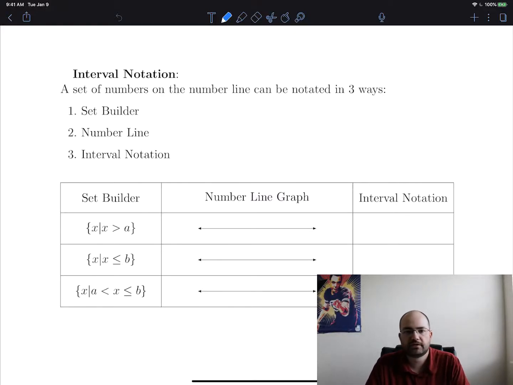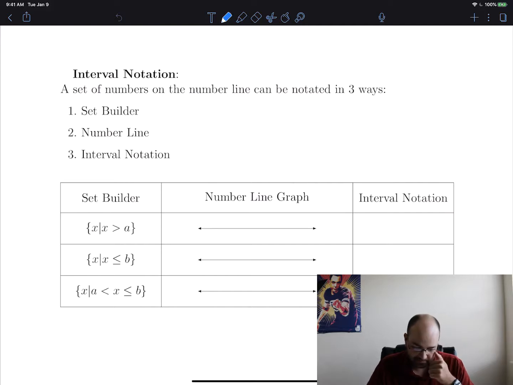Hello. In this example, we want to work with interval notation. Now, interval notation is just one of three different ways of representing solutions to inequalities. So a set of numbers on the number line can be noted in three different ways. The first one is set builder notation. The second one is the number line. And the last one is the interval notation.